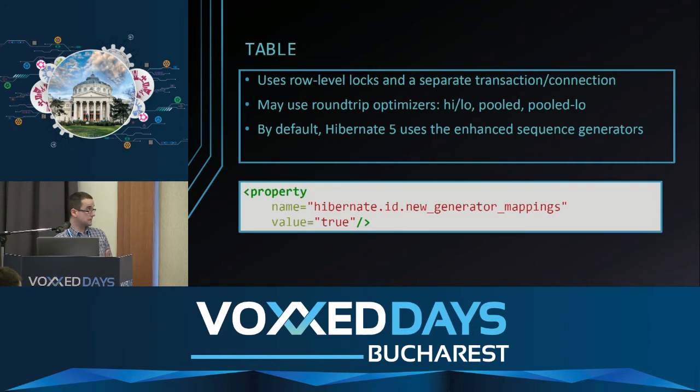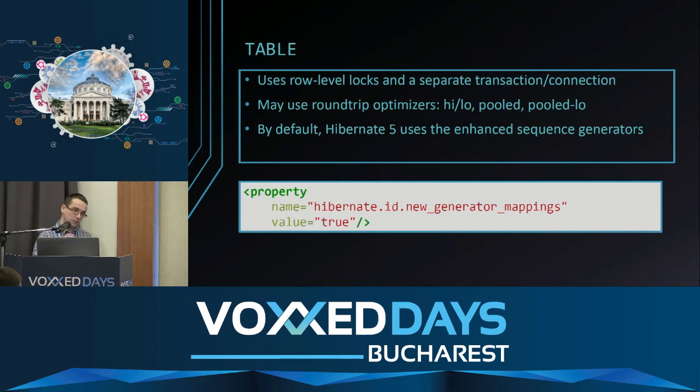So that was identity and sequence, and now the table. The problem with the table is that it tries to emulate a sequence using whatever the database offers you. Sequences are non-transactional, so the only way to do that without a sequence is to use a separate transaction. But a separate transaction means a separate connection most of the time, so you're also putting pressure on the connection pool. And you need to synchronize to make sure you're always increasing the sequence value monotonically, so you also have to use some locks.